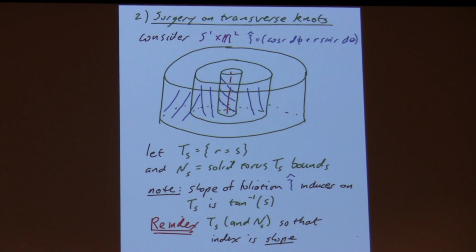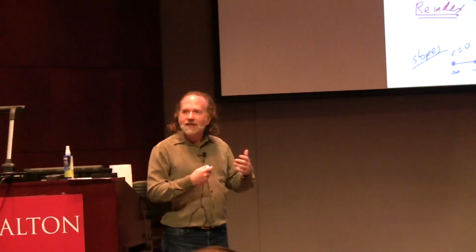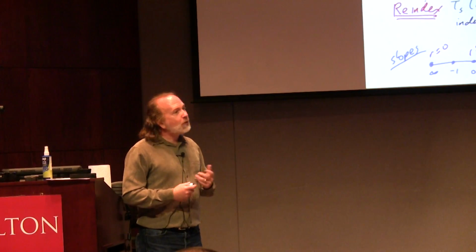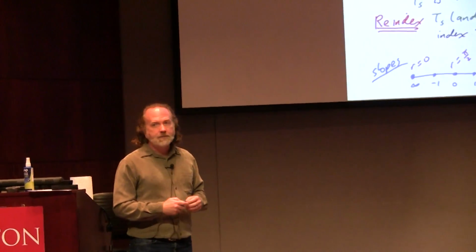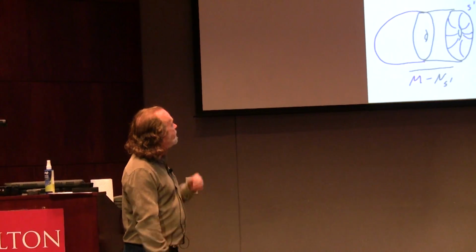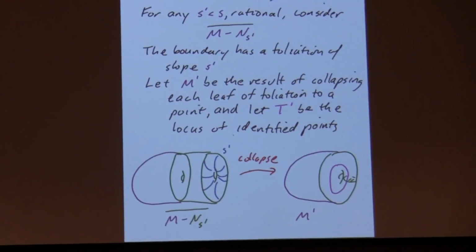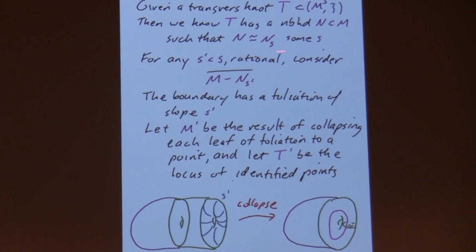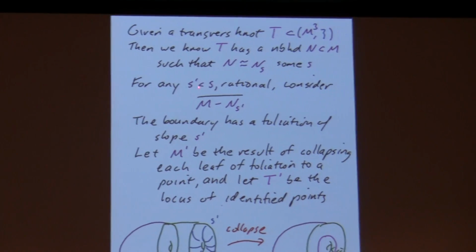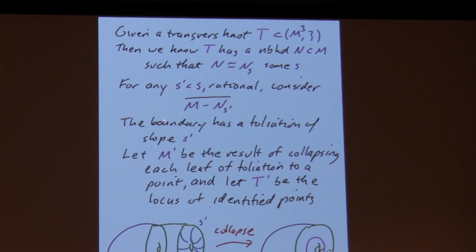That's going to be a very important thing as you try to apply transverse surgery, and it's one of the reasons why people don't like transverse surgery and try to avoid it and use Legendrian surgeries, because in some sense, what you're allowed to do is a little bit easier to understand. But let's move on. So you have your transverse knot in your neighborhood that's diffeomorphic to one of these N_s's for some s, and take any rational number less than s.